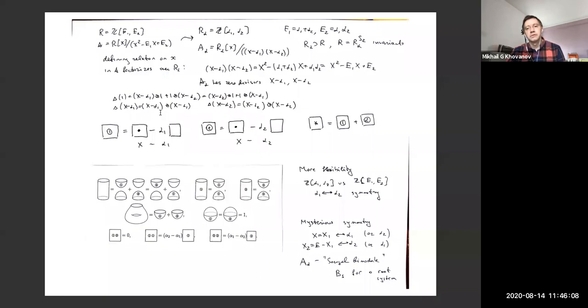That's why it's just two copies. And you can also do everything pictorially. You can introduce a dot circled by a circle one, saying it's X minus alpha one. So circle two dot is dot minus alpha two. Then the star dot is one plus two.